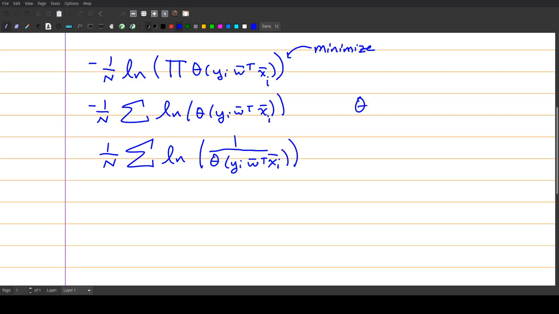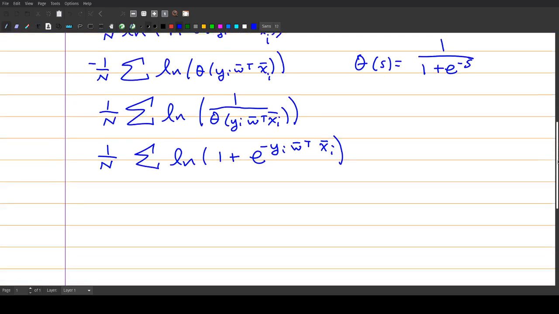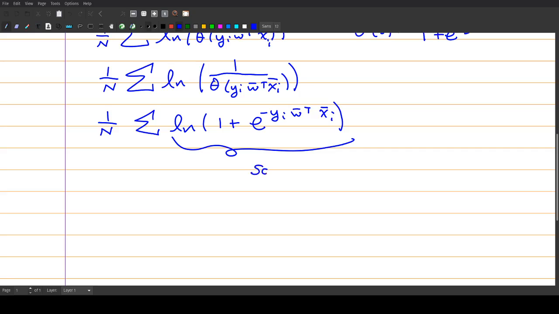Okay, so remember what theta is. It's 1 over 1 plus e to the minus s. Here I'm taking its reciprocal. Why am I doing that? That's because the minus 1 power got pushed in, and minus 1 power means reciprocate. So if you reciprocate that, you get 1 over n times the sum of natural log of 1 plus e to the minus yi wT xi. What you'll recognize here is this is just softplus of minus yi wT xi. In other words, it's just the pointwise error function that we have been talking about this whole time.